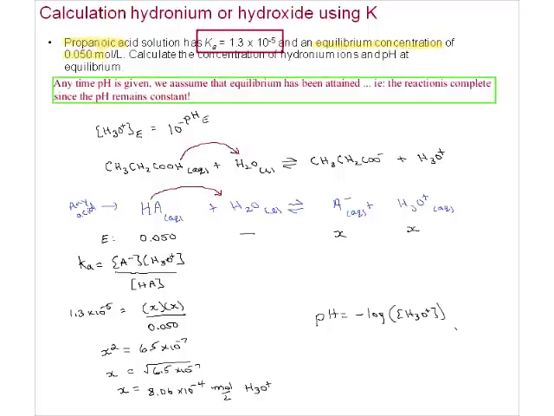pH is minus log of the H3O+, and lo and behold, it works out to be 3.09. Okay? And again, I can't stress enough that whenever we do an equilibrium, all of these values here are equilibrium values in the K expression, right? Because that's the point at which equilibrium has been attained, and that's the values we want to calculate.